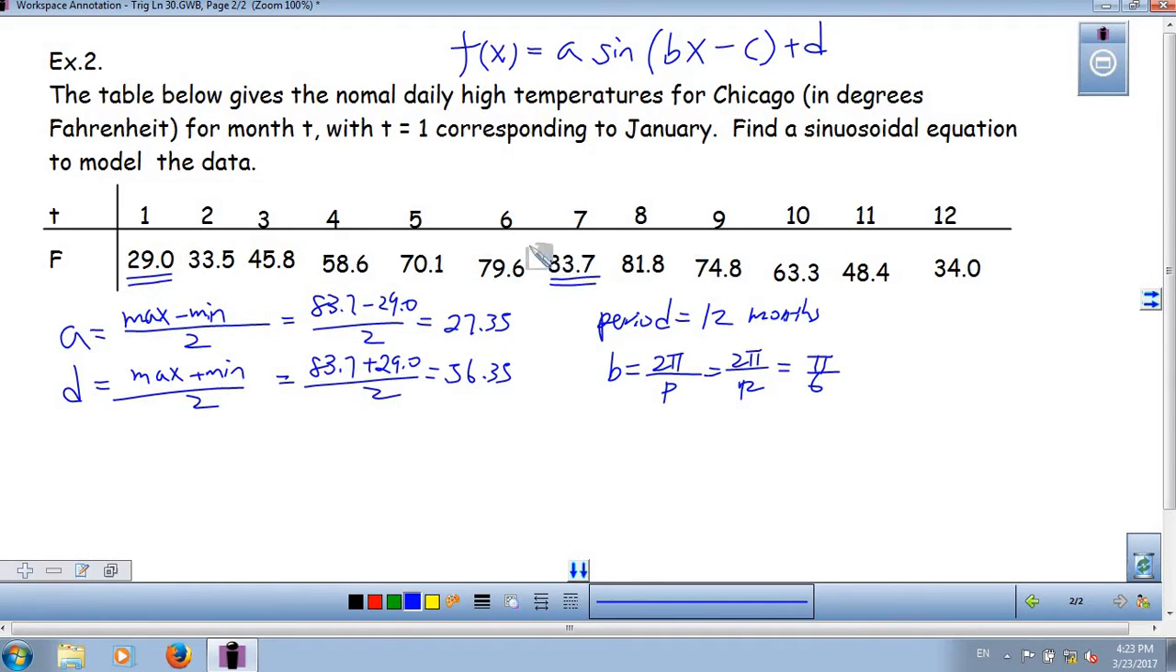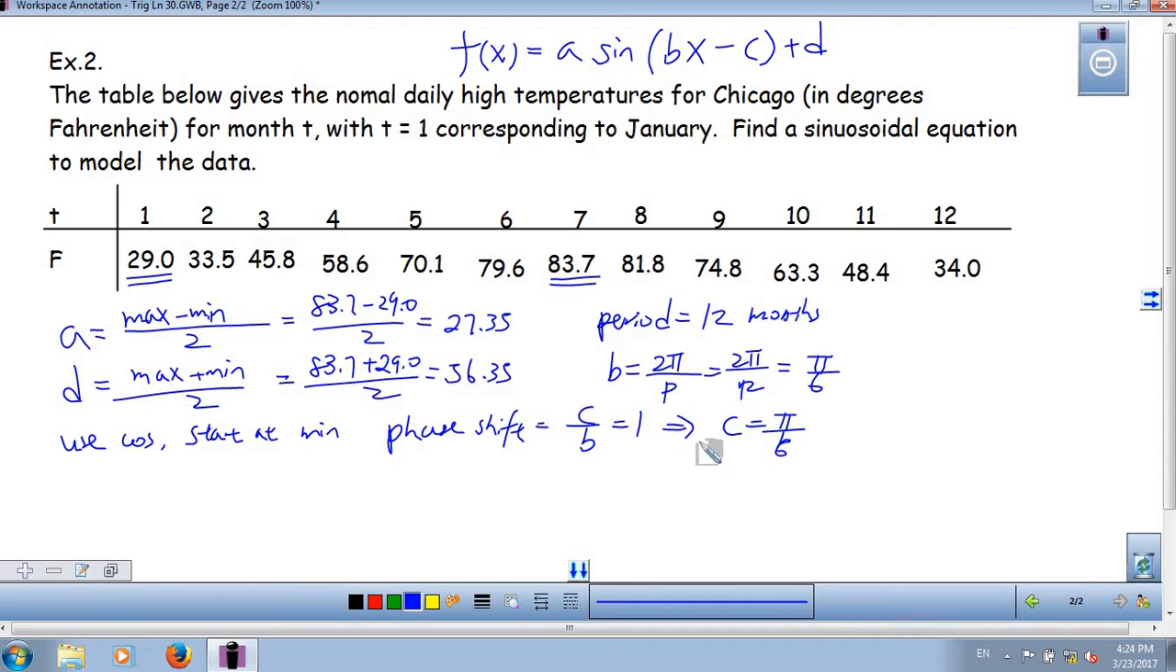Last time we started with the maximum. In the last example, I started with the maximum. So this time, let me start with the minimum. So we're going to use the cosine function, and start at the minimum. Now our phase shift: phase shift is equal to C over B, which is equal to 1. So that means C is equal to 1 times B, so it's pi over 6. So we will have that pi over 6 in there.